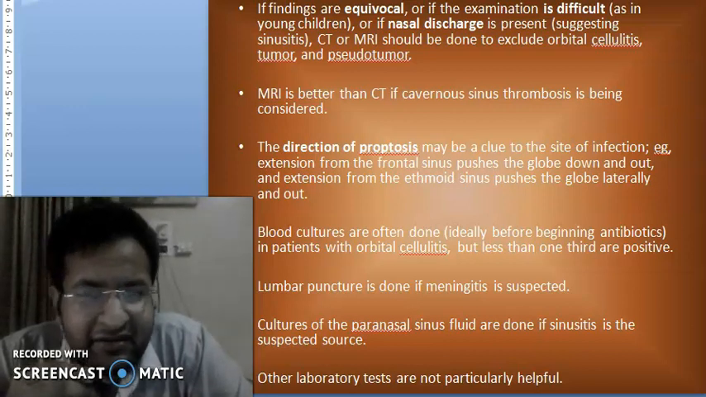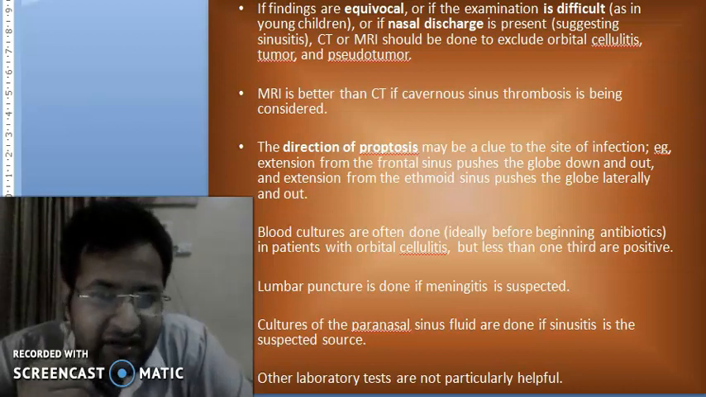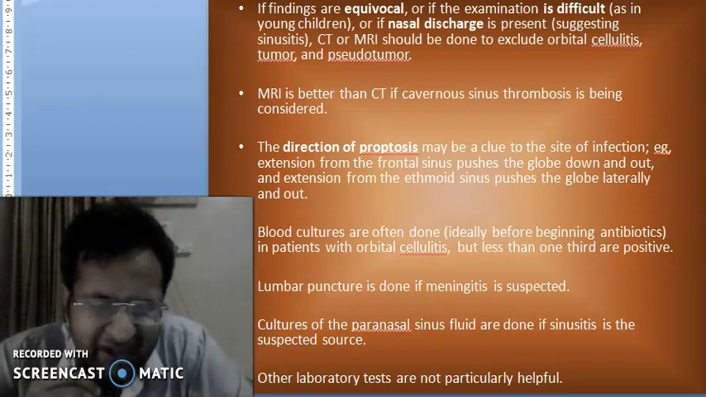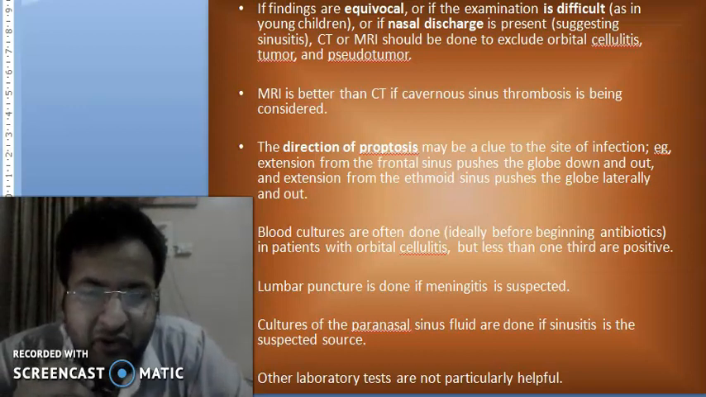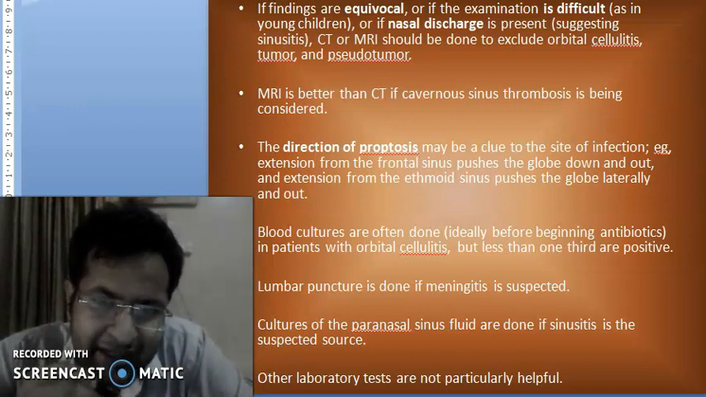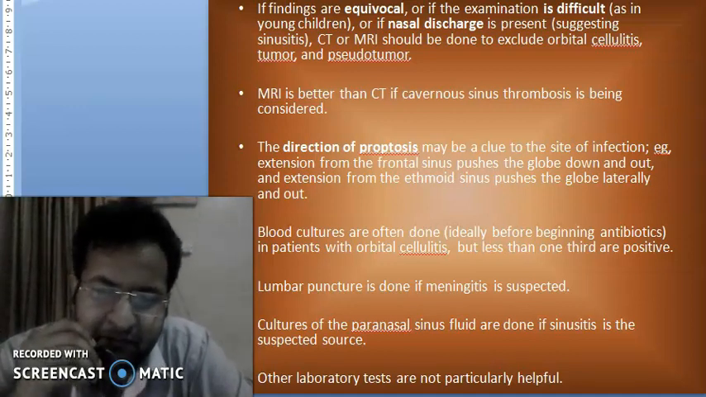If the findings are equivocal, or if the examination is difficult as in young children, or if nasal discharge is present suggesting sinusitis, CT or MRI has to be done to exclude orbital cellulitis, tumor, or a pseudotumor in case of preseptal cellulitis. In the investigations, MRI is better than CT if cavernous sinus thrombosis is being considered.